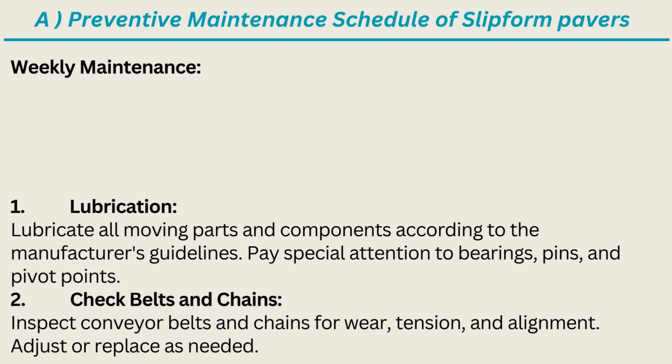Weekly maintenance. 1. Lubrication. Lubricate all moving parts and components according to the manufacturer's guidelines. Pay special attention to bearings, pins, and pivot points. 2. Check belts and chains. Inspect conveyor belts and chains for wear, tension, and alignment. Adjust or replace as needed.